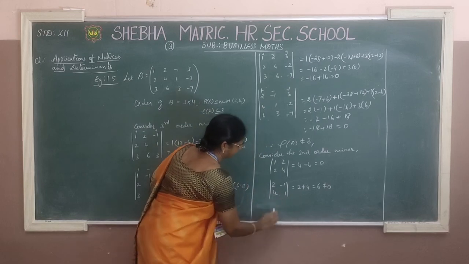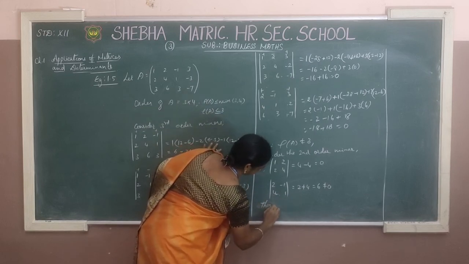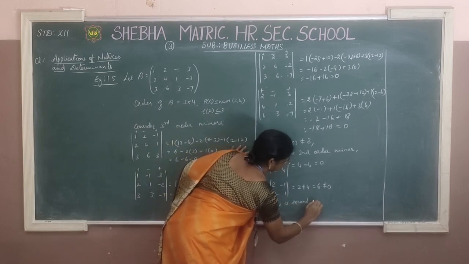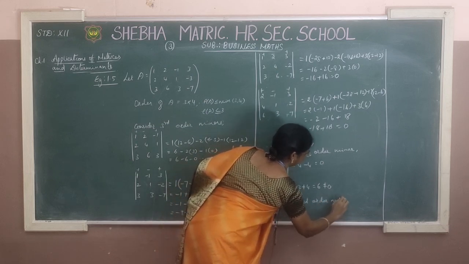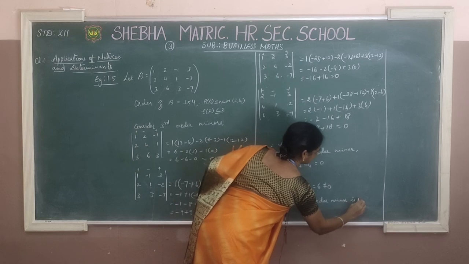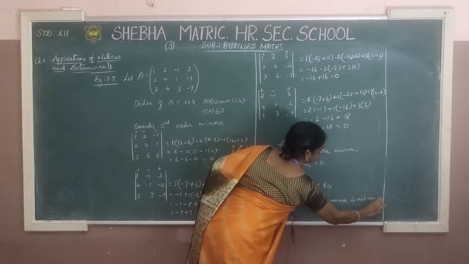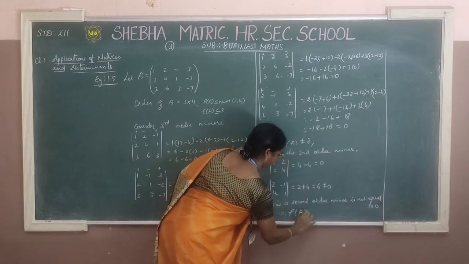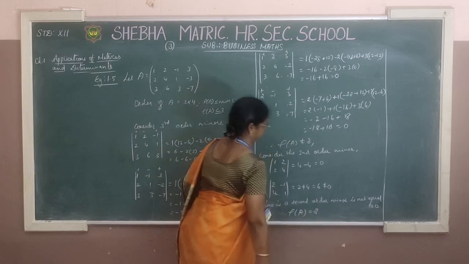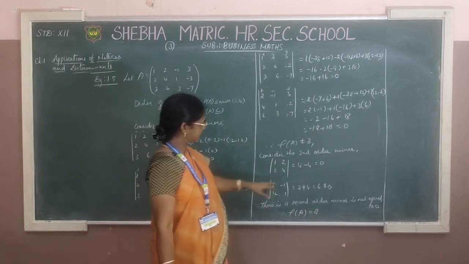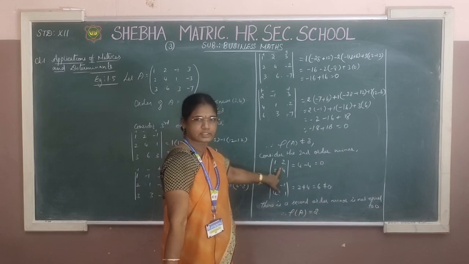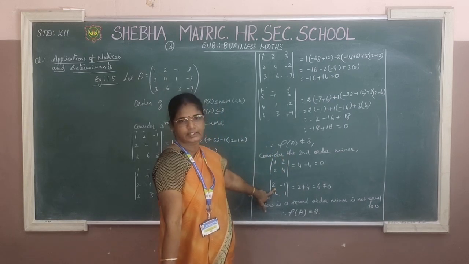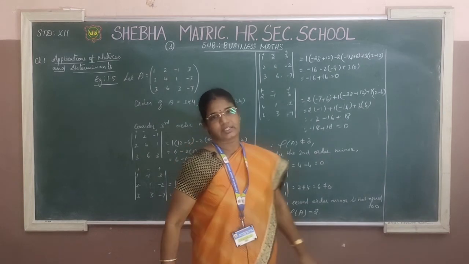Therefore, you have to write one line: there is a second order minor not equal to 0. So therefore, our rank of A should be equal to 2 only. Listen here, you need not write this determinant value. If you know how, skip this and write the second order minor directly. Okay, is it understood?